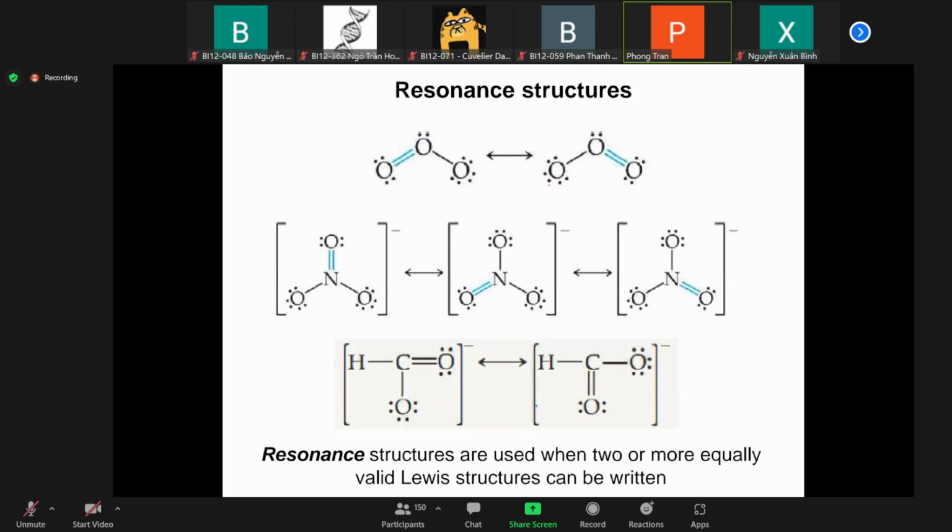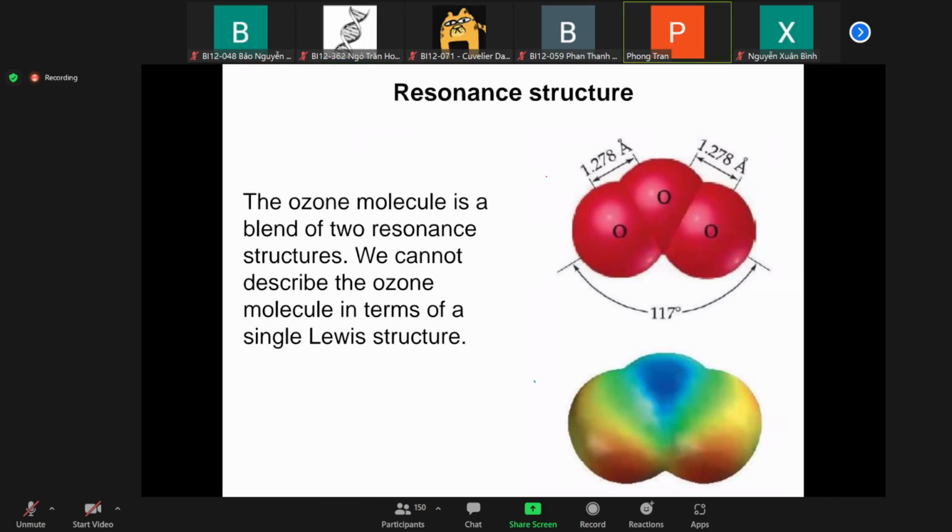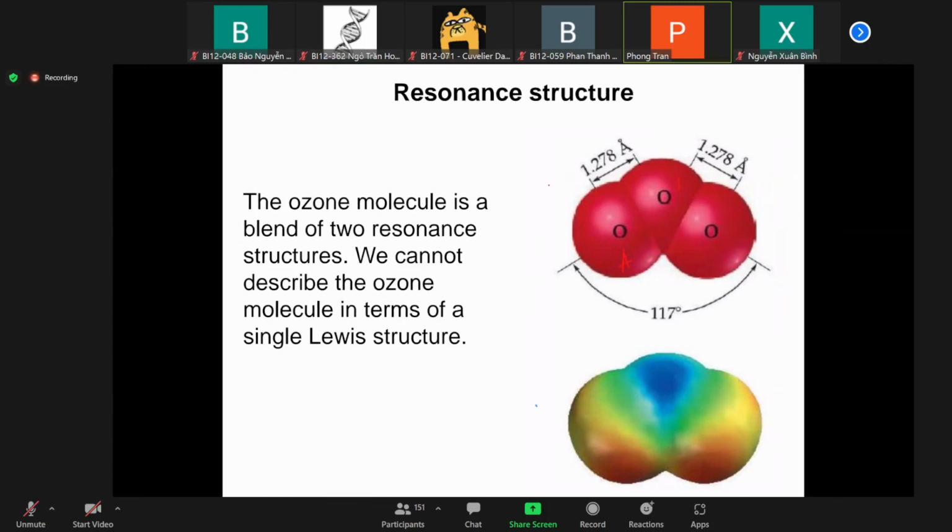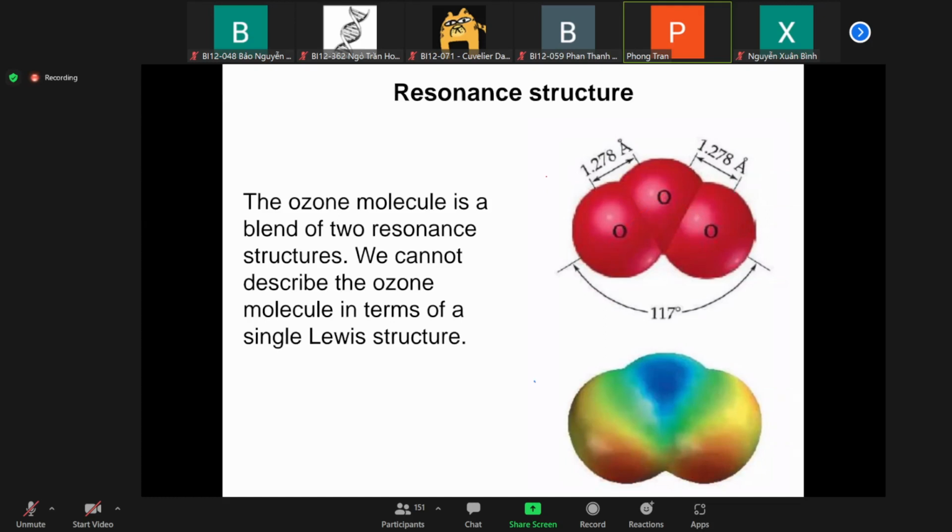So resonance structures are used when 2 or more equally valid Lewis structures can be written and they coexist. Is it clear? Yes. Okay. So here you can see that experimentally, the bond distance O_A–O_B is equal to O_B–O_C. So basically, experimentally, you cannot distinguish them. That's the reason structure 1 and structure 2 are in resonance.